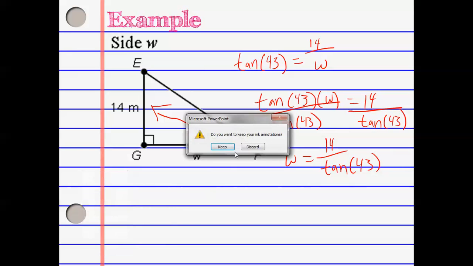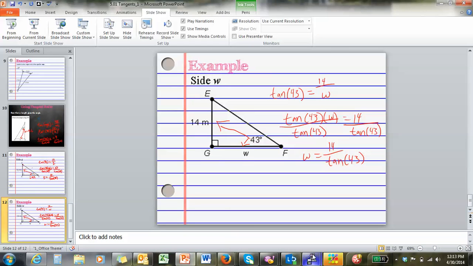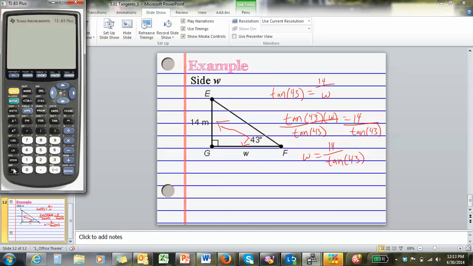So again, we're just going to go back out to our calculator. Okay, go back to mode, make sure we're still in degree mode. We are. Okay, and now we're going to take 14. We're going to divide that by tangent 43. Okay, so this side is about 15. So we'll just say that it's 15.